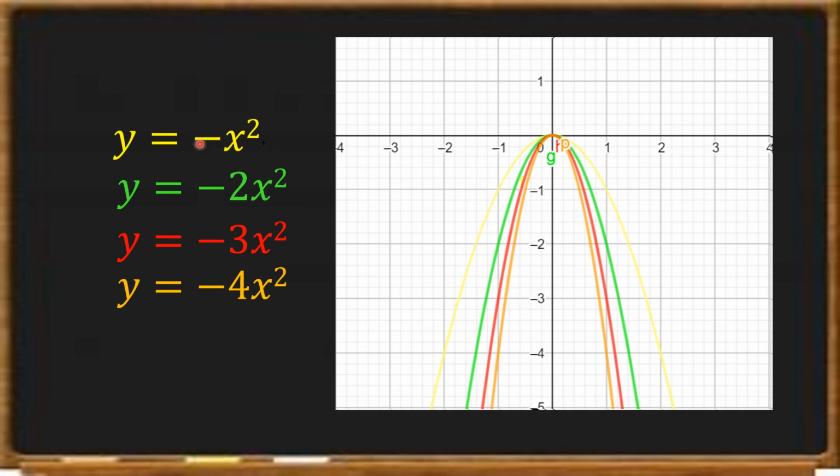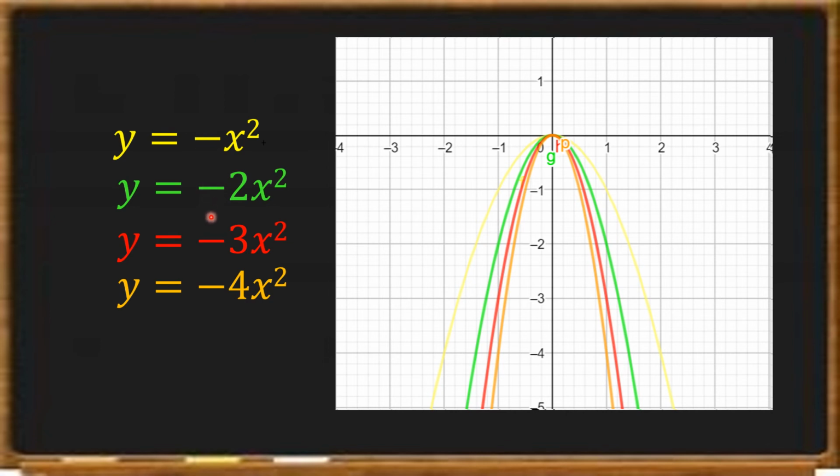So what happens from negative 1 if we decrease it to negative 2, negative 3, negative 4? Okay, so from negative 1, pababa. Pababa na yung value nito. Although lumalaki yung numbers, since negative, pababa ng pababa yan. Okay?